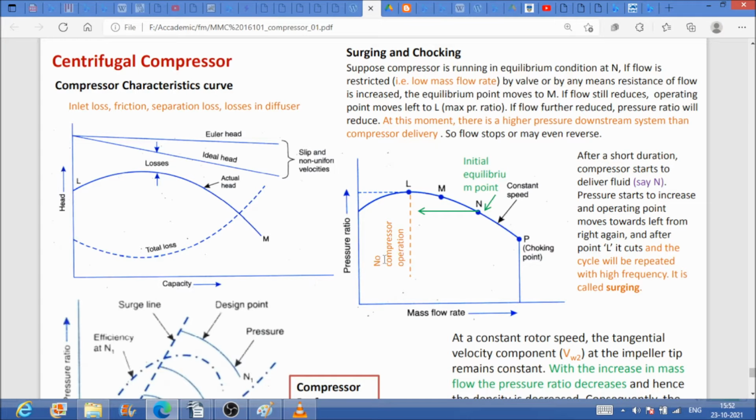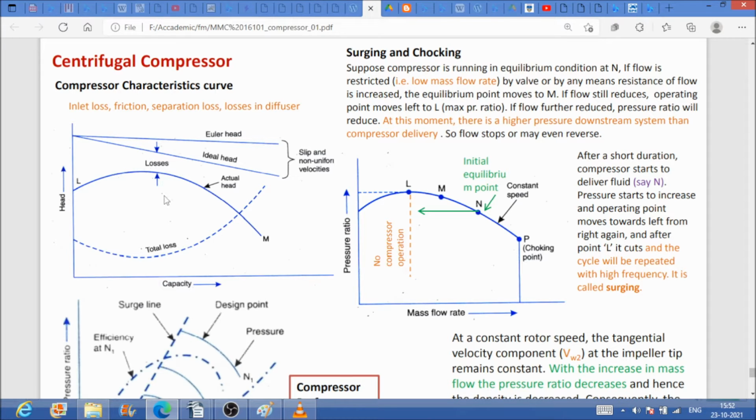We were discussing the centrifugal compressor. In that, we have seen the work done expression, the velocity triangles, efficiency expressions, etc. Now, this is the continuation of that. Here, we discuss surging and choking basically, and you can see so many figures out here.